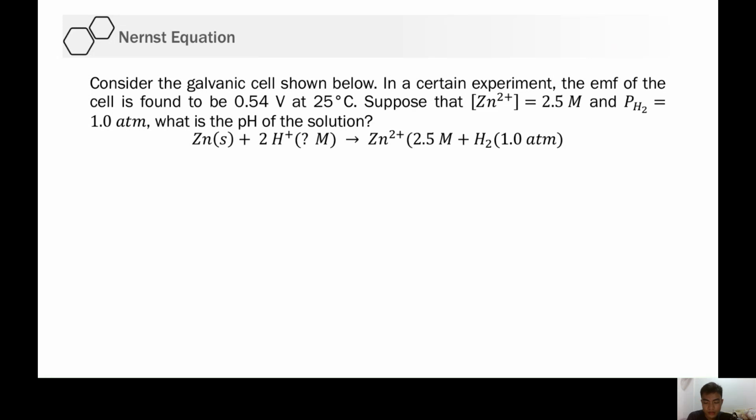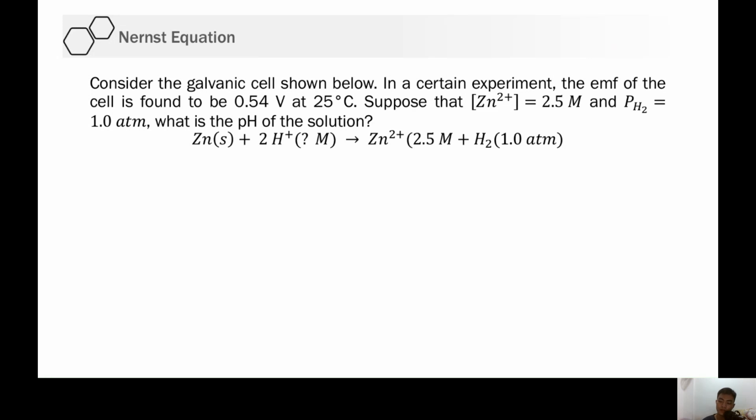In a certain experiment, the EMF of the cell is found to be 0.54 volts at 25 degrees Celsius. Suppose that zinc 2 plus is equal to 2.5 molar and the pressure of hydrogen gas is 1 atm. What is the pH of the solution?